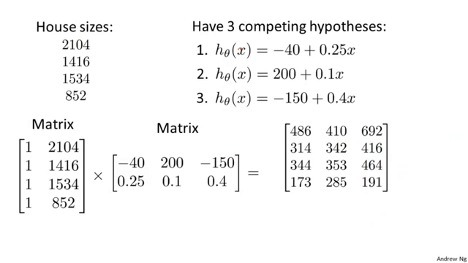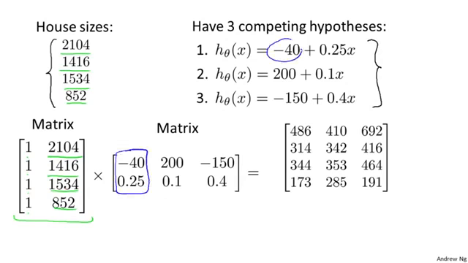Finally, let me show you one more neat trick that you can do with matrix-matrix multiplication. Let's say as before that we have 4 houses whose prices we want to predict. Only now we have 3 competing hypotheses shown here on the right. If you want to apply all 3 competing hypotheses to all 4 of your houses, you can do that very efficiently using a matrix-matrix multiplication. So here on the left is my usual matrix, same as from the last video, where these values are my housing sizes, and I'll put ones here on the left as well. And what I'm going to do is construct another matrix where the first column is this minus 40 and 0.25, and the second column is this 200, 0.1, and so on.